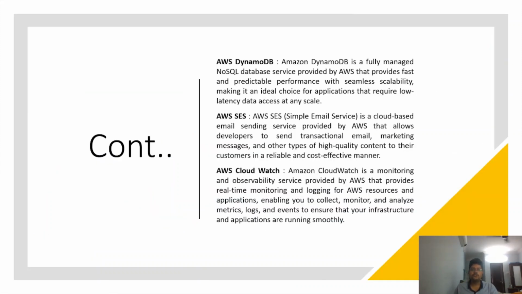DynamoDB is a NoSQL database service which is used to store the data. AWS SES is a simple email service which is used for sending emails to users; we can send emails only to verified email addresses. CloudWatch is used for monitoring activities, and we can add schedules and rules to CloudWatch to trigger any service.